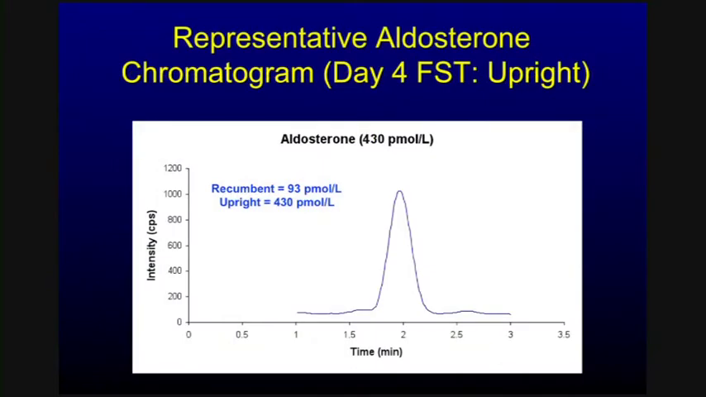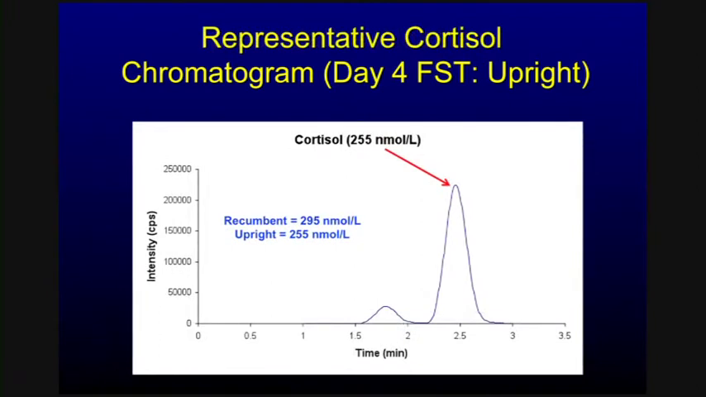And here's an example of the day 4 upright aldosterone level. This is the critical one for establishing the diagnosis of primary aldosteronism following 4 days of fludrocortisone administration. You remember the cutoff was 165. Here is a clearly positive patient who has a level of 430. You can see here also that the cortisol level did not go up between 7 o'clock and 10 o'clock. Here is the 10 o'clock level of 255, the 7 o'clock level was 295. So we could exclude a rise in ACTH that may have prevented aldosterone suppression.